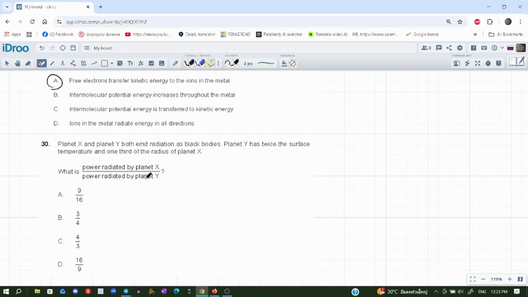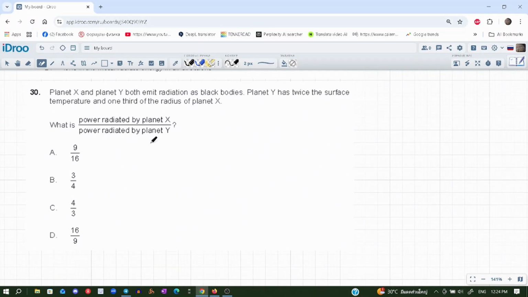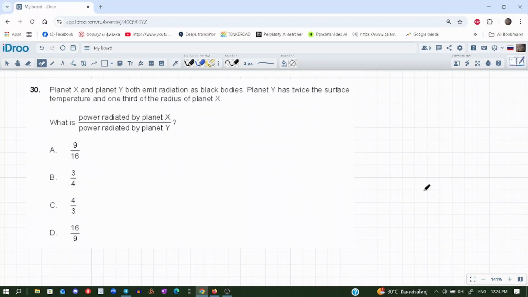Number 30. Planet X and Planet Y both emit radiation as black bodies. Planet Y has twice the surface temperature and 1/3 of the radius of Planet X. What is the ratio of power radiated by Planet X to power radiated by Planet Y? To solve this problem we need to know the Stefan-Boltzmann law.